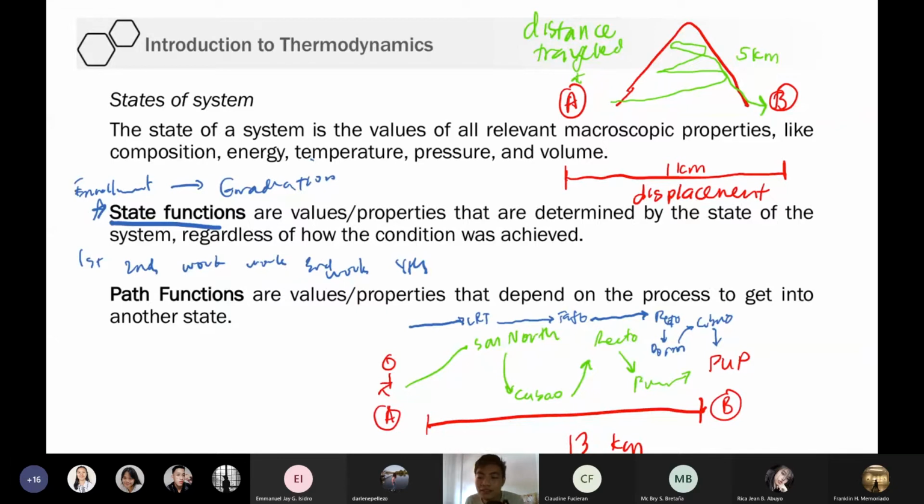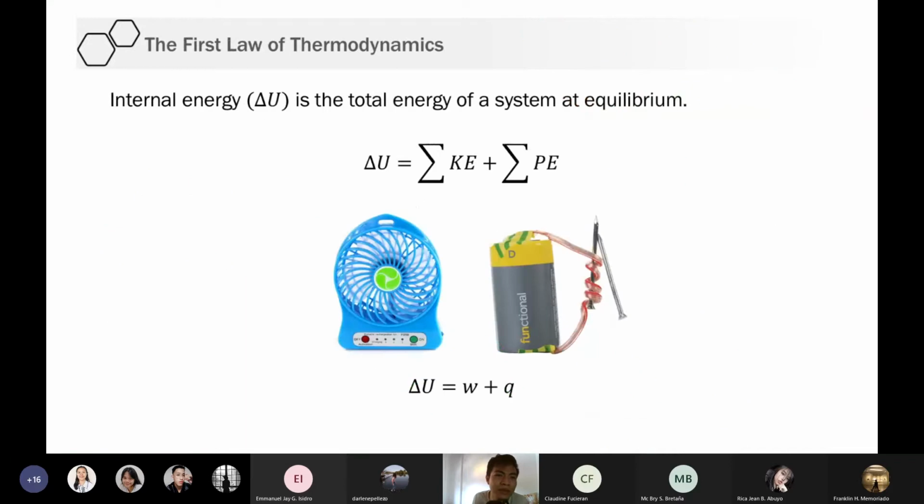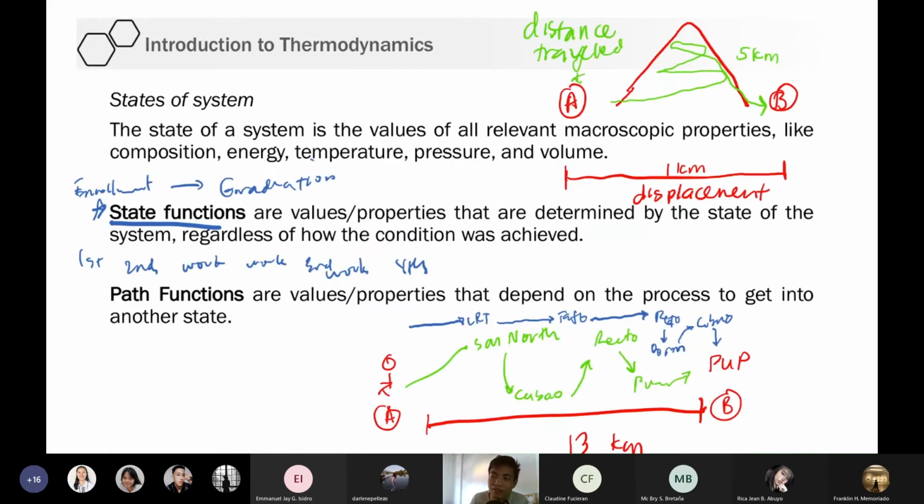Now, let us apply this concept sa main topic natin. Okay? Let's now proceed with our main topic, the first law of thermodynamics. Okay? So, let's talk about internal energy. Apply na natin to, ha? Itong concept na to mismo dito.